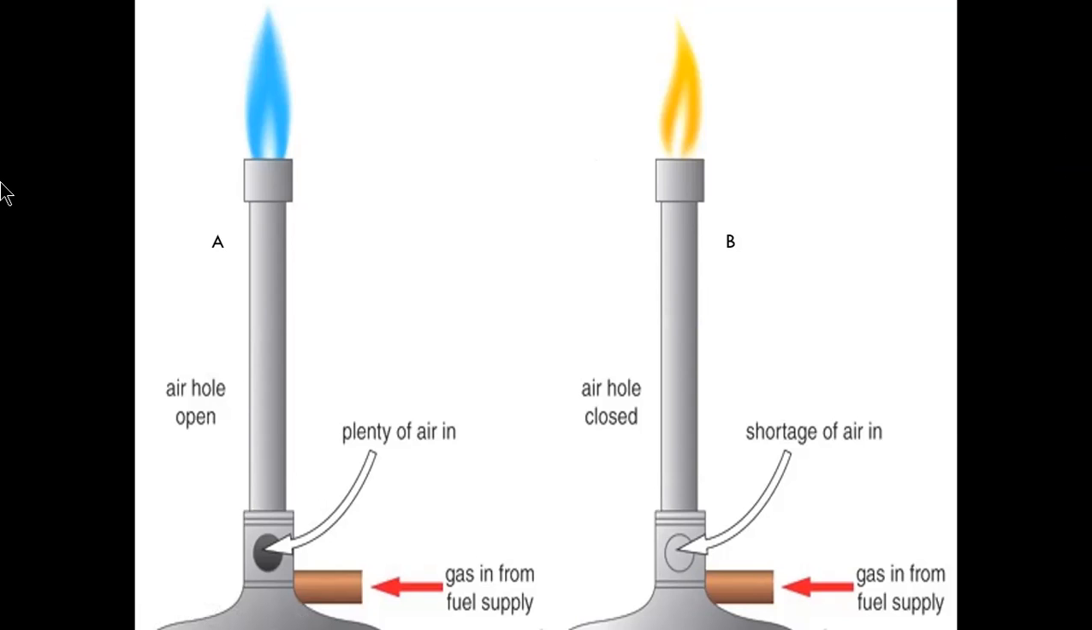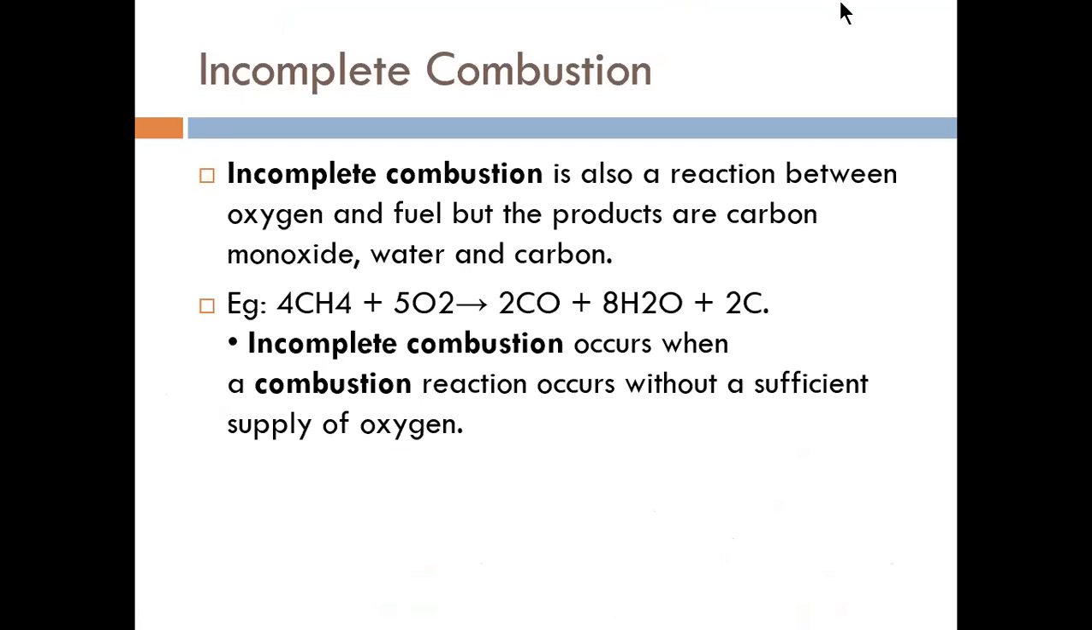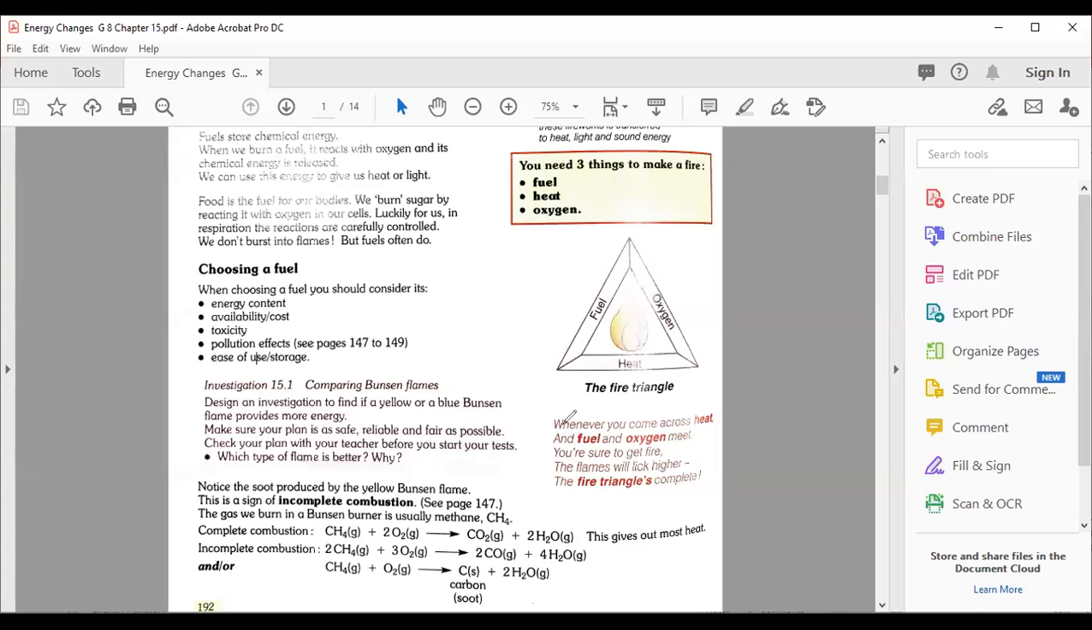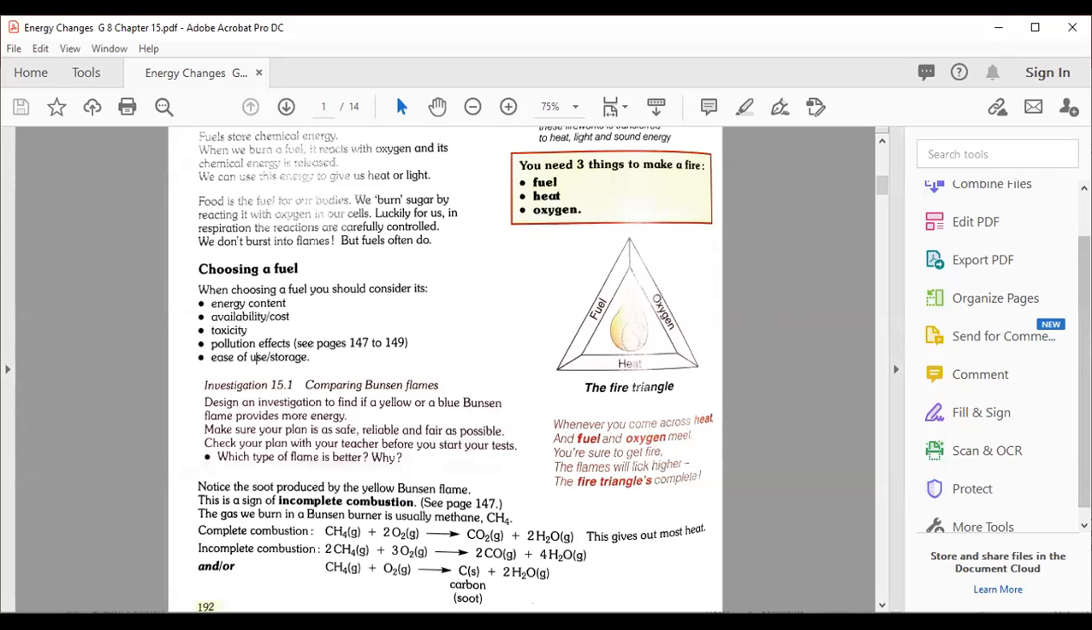Now come back to your textbook page again. Just a minute. I will go back to your textbook page. Okay. So this time, on your textbook page, we learned about all these things. Whenever heat and fuel and oxygen meet, you are sure to get fire. The flame will look higher, the fire triangle completed. So till here, my dear students, about this page, if you want to ask anything, any question or doubt in your mind, please raise your hand. Otherwise type no. Then I move to the very next page.